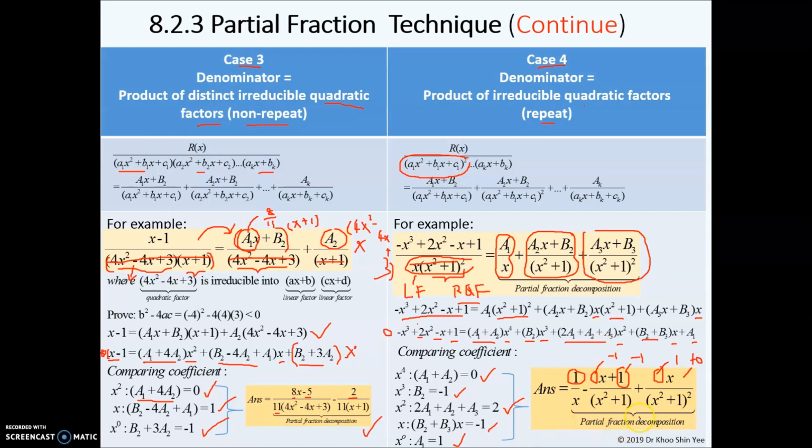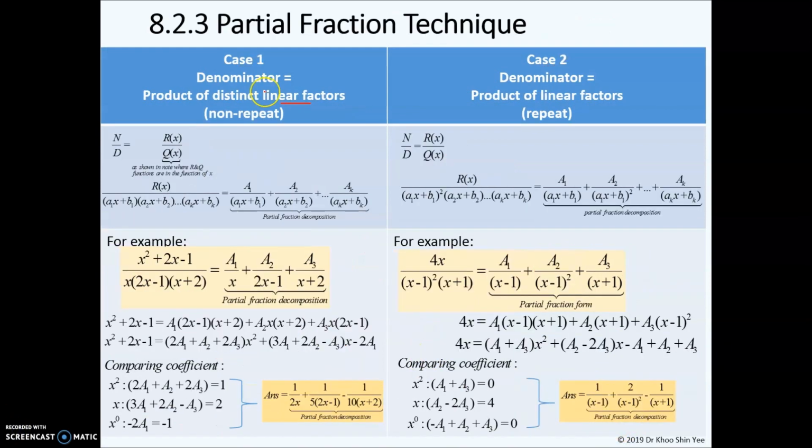Okay, so this is your partial fraction result. Let's look back at the linear factor case. So far I've shown you the general approach to find the unknowns a1, a2, a3. There is another alternative, if you succeed in forming this equation.